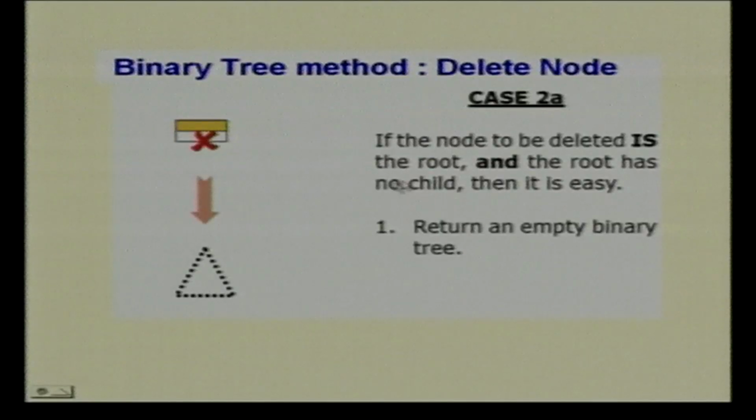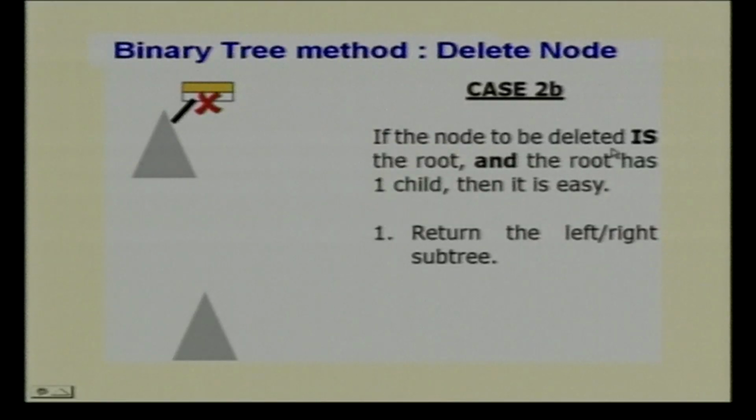Now, if the node to be deleted is the root and the root has no children, then you just return the empty subtree, the empty binary search tree, and that is it. The third case is if the node to be deleted is the root and the root has only one child. Then it is easy, you just remove the root and replace this as the root.